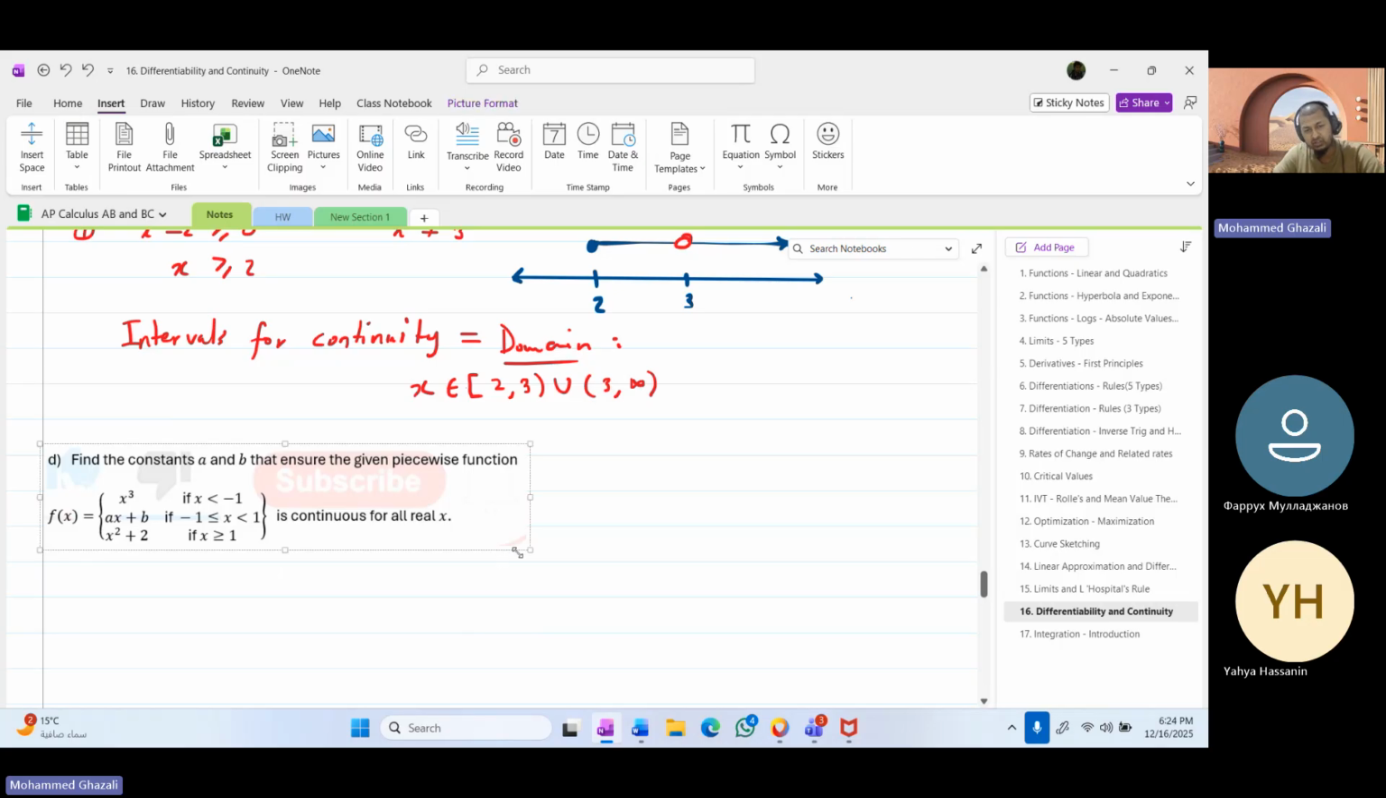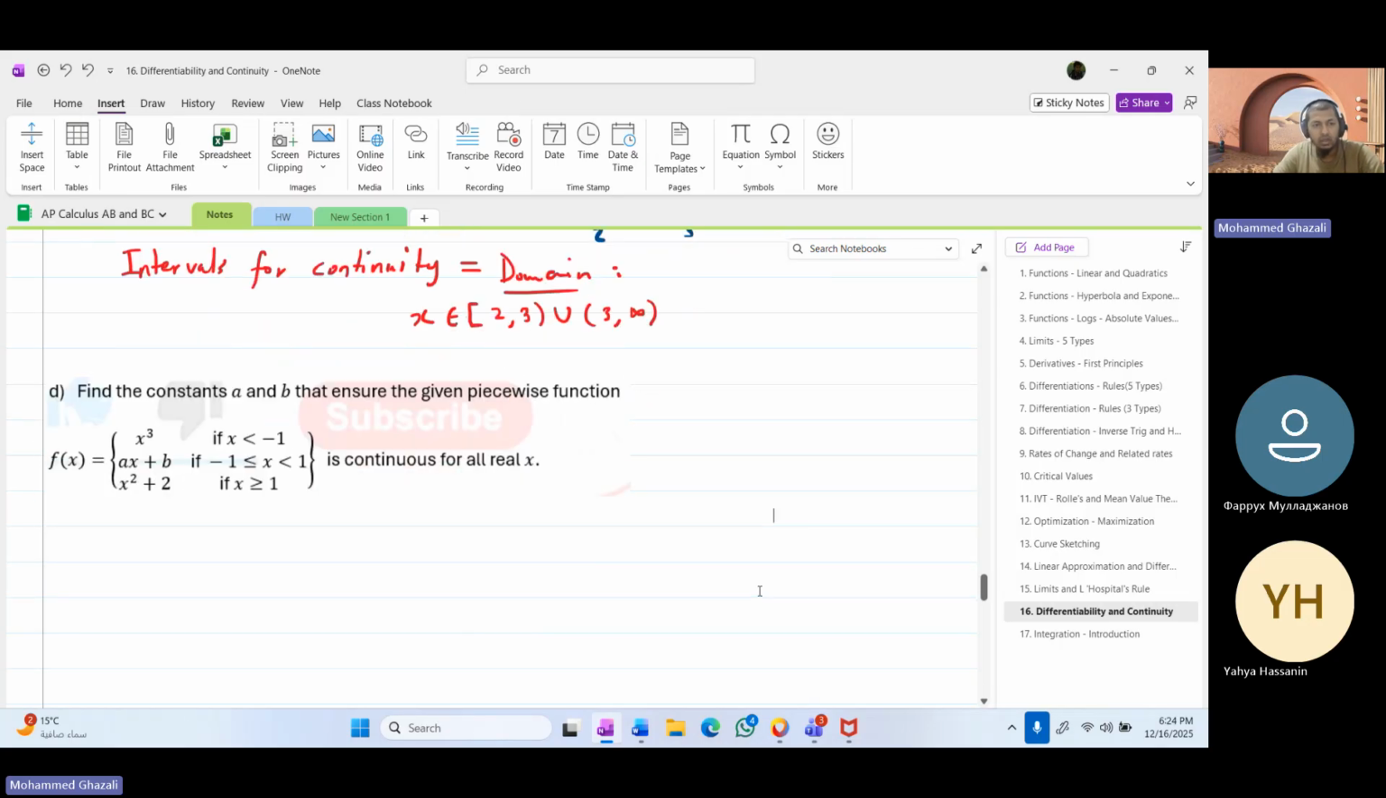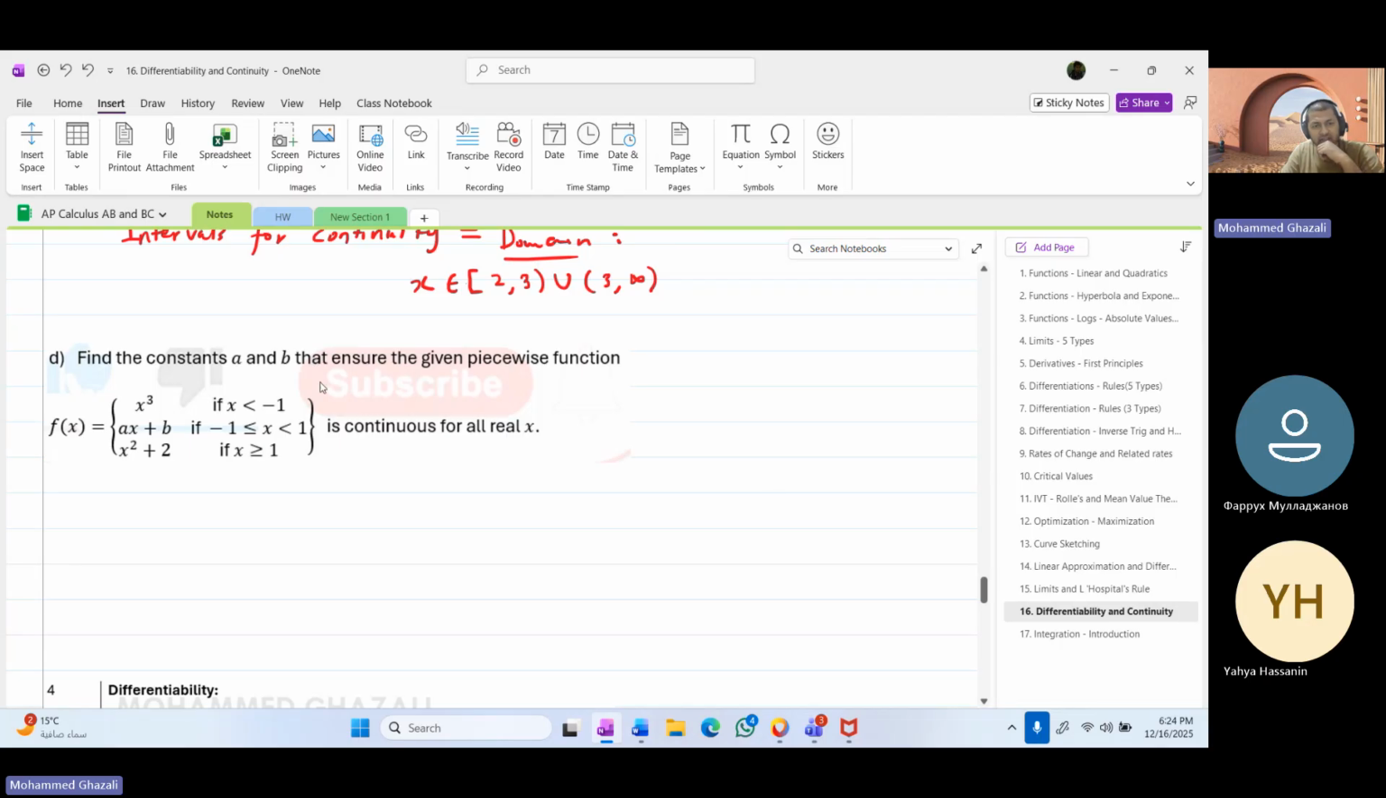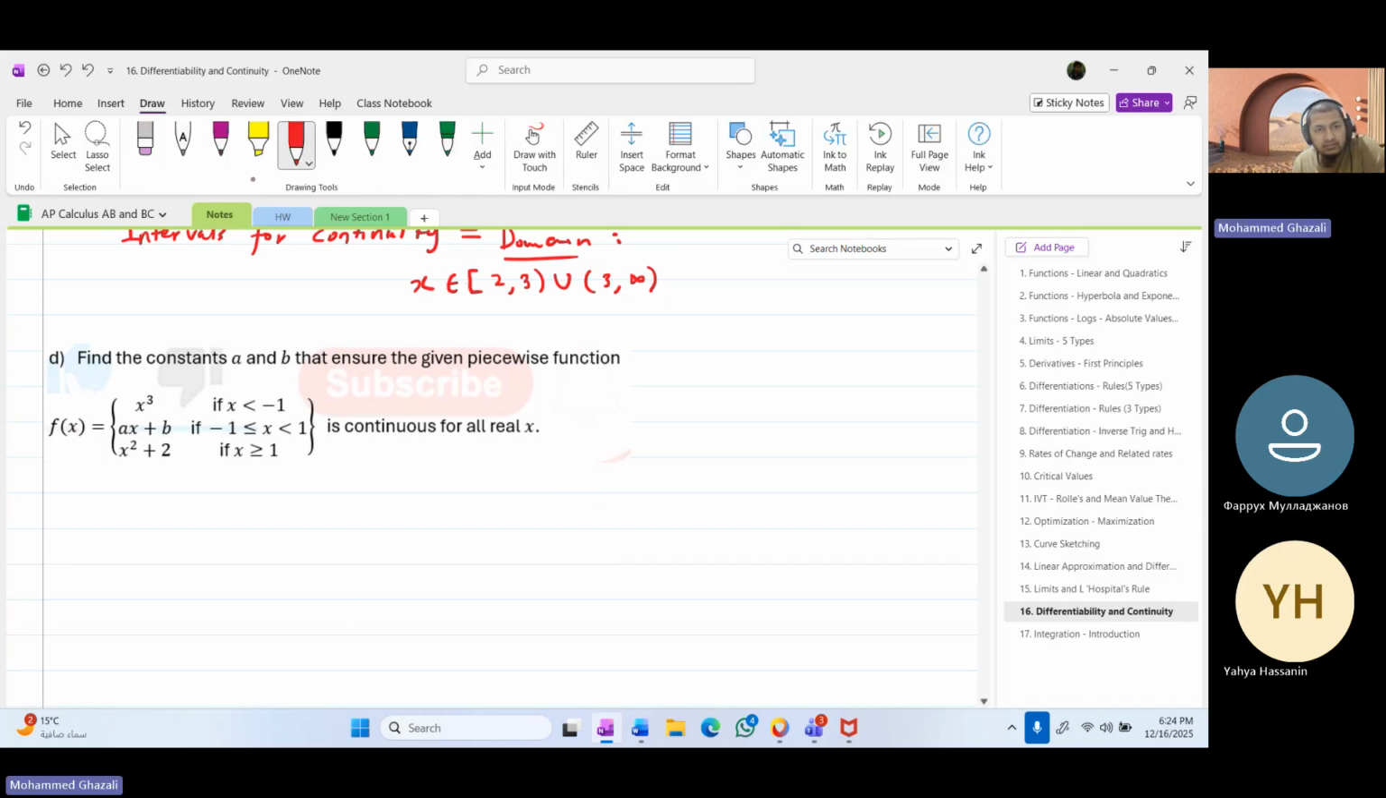Okay, now we come to calculations involving continuity. Find the constants a and b that ensure that the given piecewise function is continuous for all real numbers. So you have this function here, you need to solve for a and b to make it continuous. Now let's look at the values where we're going to test for continuity. We're going to test for continuity at -1, and the next continuity we're going to test for is at 1.